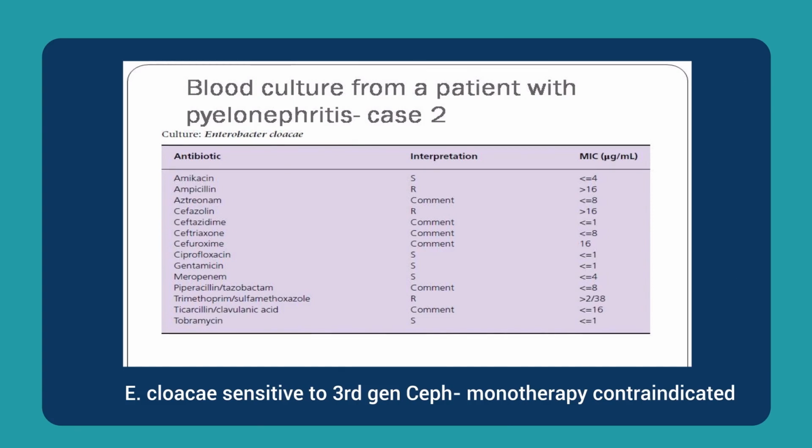So for any of the Enterobacters, even if it has been reported sensitive, you cannot use third generation cephalosporin as monotherapy. Usually it should be used as combination, because on treatment these patients may go on to develop third generation cephalosporin resistance. So either use a carbapenem to treat these infections or use third generation cephalosporins in combination.